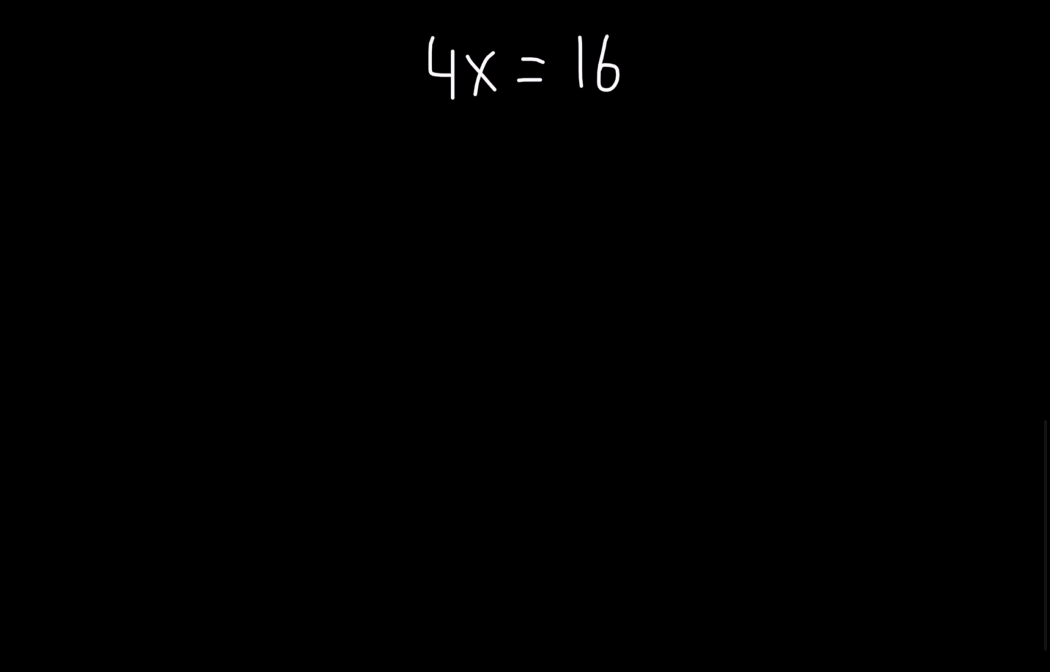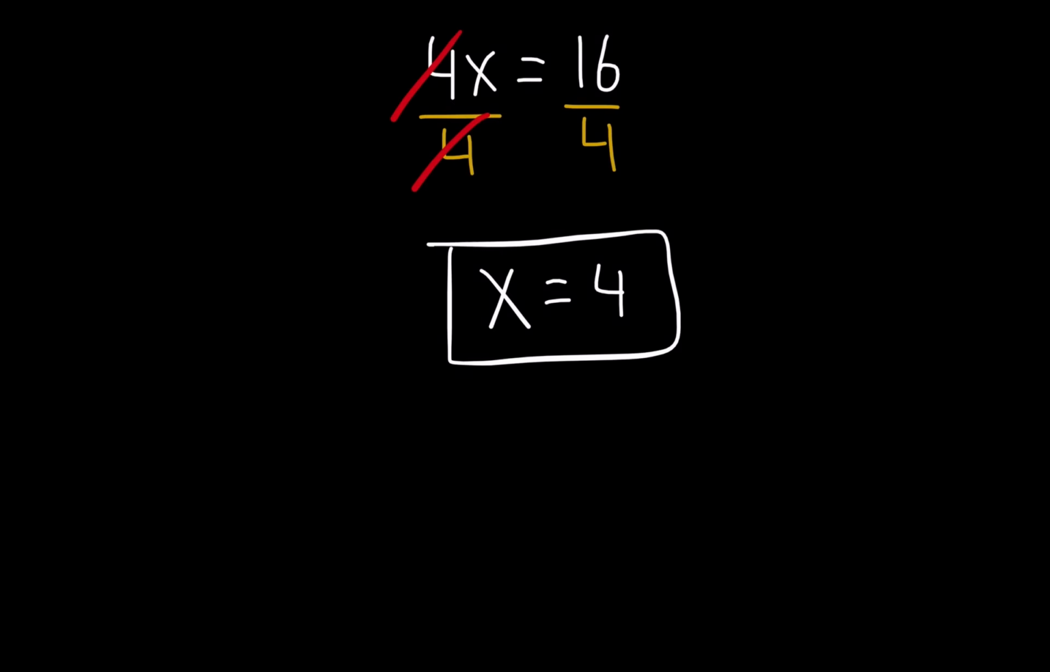For our last step, since 4x is just 4 times x, you can divide both sides by 4. You're multiplying by 4 and dividing by 4, so these two cancel each other out. Finally, you're left with x is equal to 16 divided by 4, and that is equal to 4. So that is the answer to the second question.